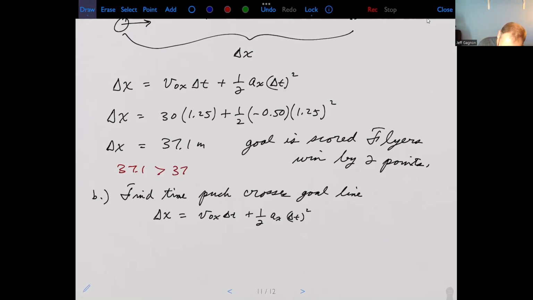But now we're going to consider our unknown to be delta t, right? So now we know the displacement to the edge of the goal line is 37. We know the initial velocity was 30. We don't know delta t. We know the acceleration is negative 0.5.